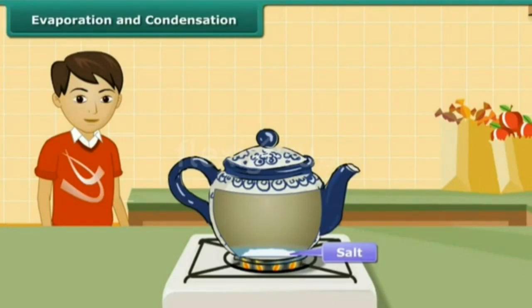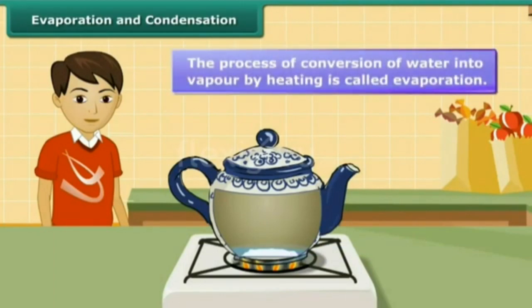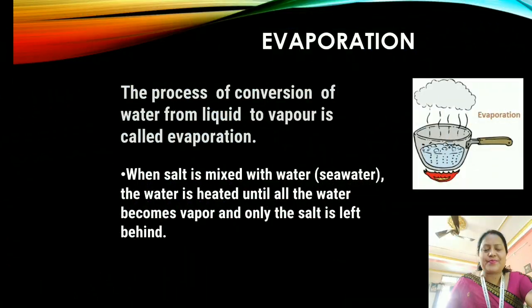Thus salt dissolved in water can be separated from the water through this process. This process of conversion of water into vapor by heating is called evaporation. So to make it more clear, let us look at the definitions along with some examples. Evaporation: the process of conversion of water from liquid to vapor is called evaporation. For example, when salt is mixed with water, the water is heated until all the water becomes vapor and only the salt is left behind.